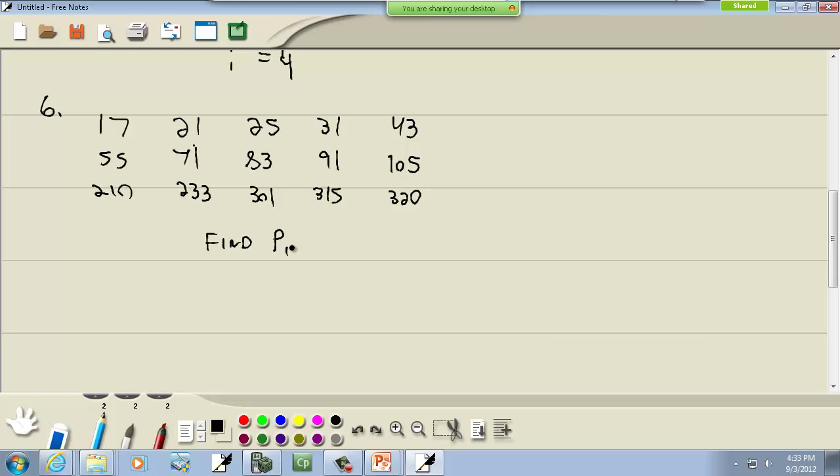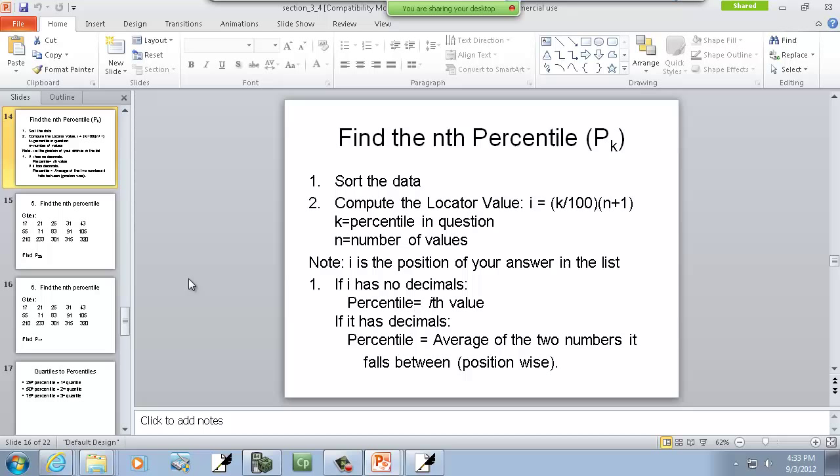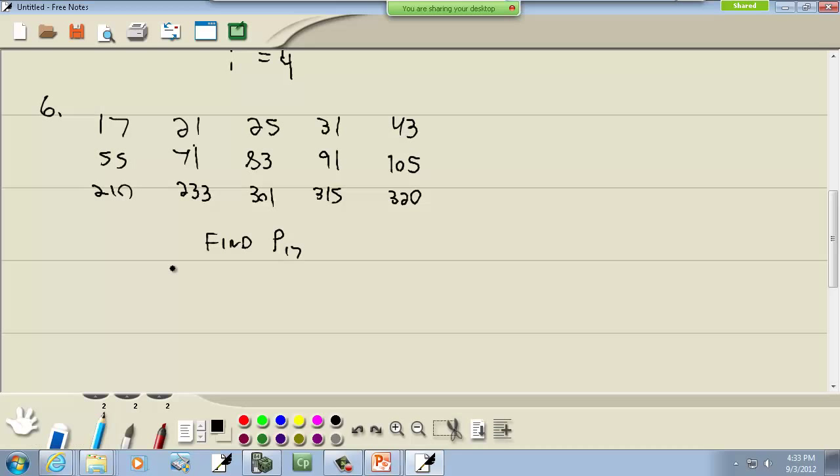Okay, let's look at our steps. Step one, sort data. That's sorted. Step two, find our locator value. i is equal to k over 100 times n plus 1. Well, k is 17, so we got 17 over 100 times n plus 1. There's 15 numbers, so I got 15 plus 1. And that gives us, let's see, 0.17 times 16, 2.72.